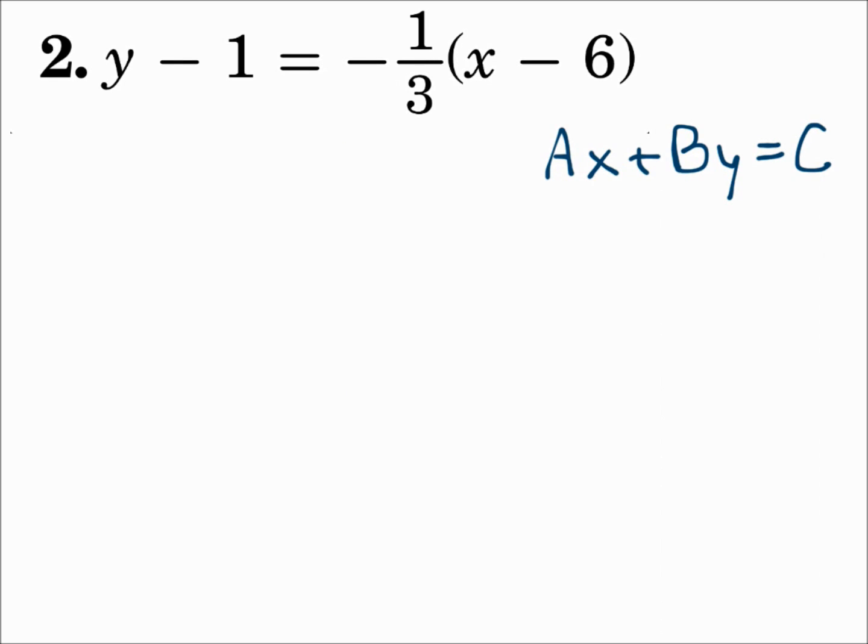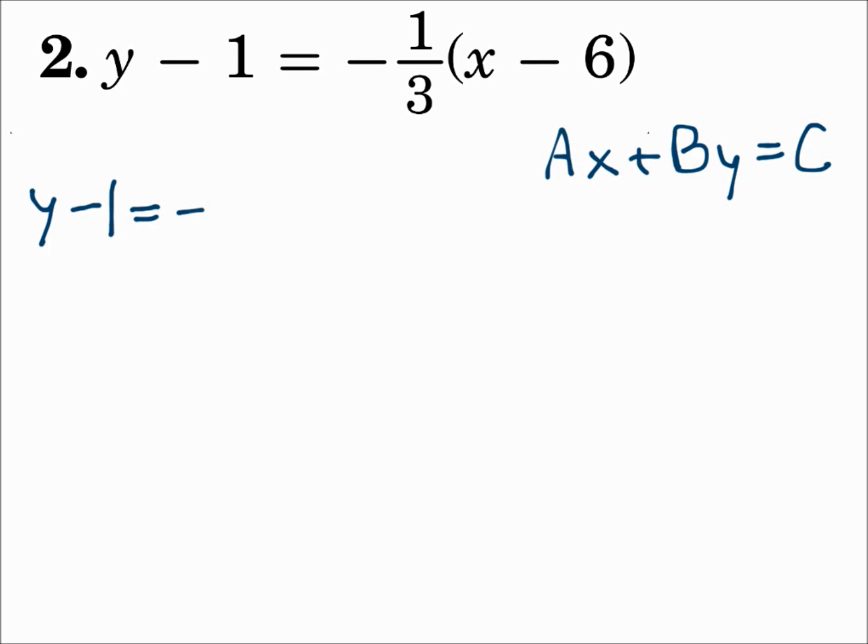Number 2. Y minus 1 equals negative 1/3 times the quantity x minus 6. We want standard form, which is ax plus by equals c. So let's start by getting everything in the right position. The x's are on the right in those parentheses. I'm going to have to distribute before I do anything else.